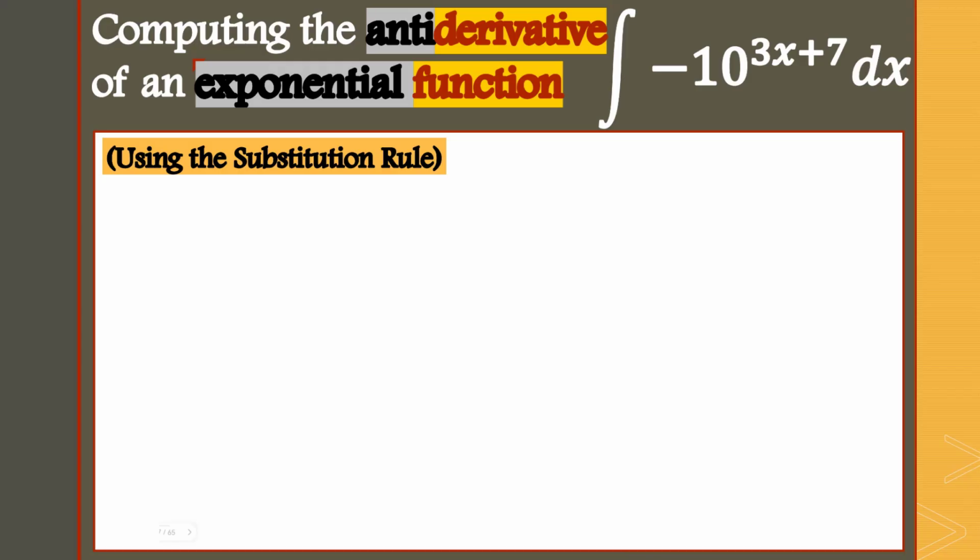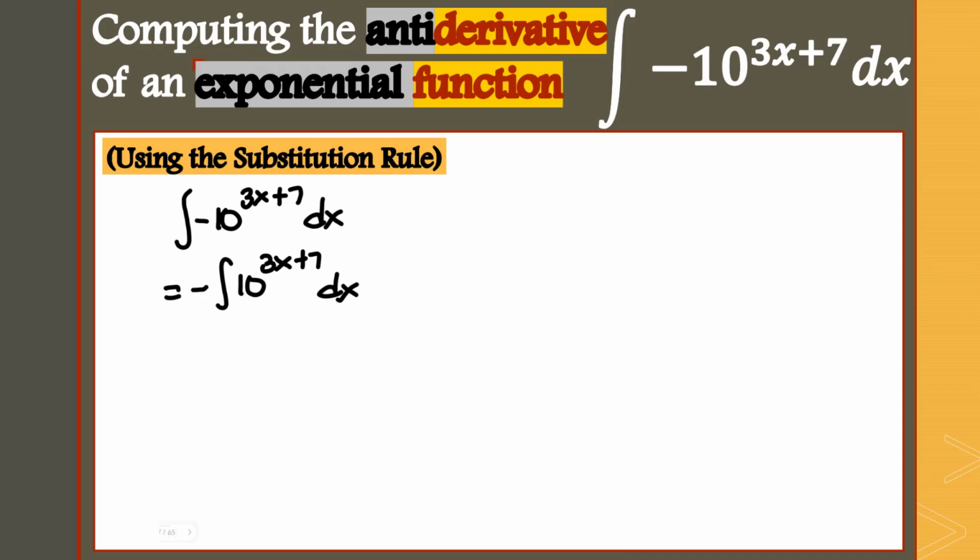But let's not forget that if we have here the integral of negative 10 to the power of 3x plus 7 dx, the negative there is not on the base. The negative is a constant multiple which you could easily take out. So you will have here the negative of the integral of 10 to the power of 3x plus 7 dx.